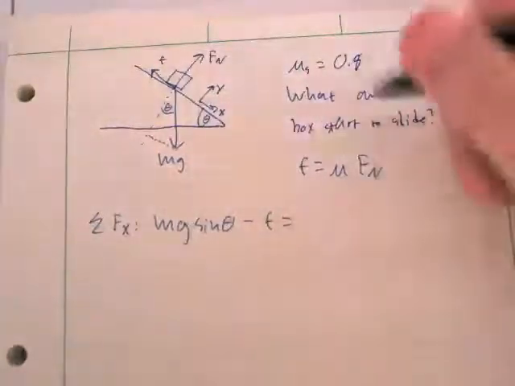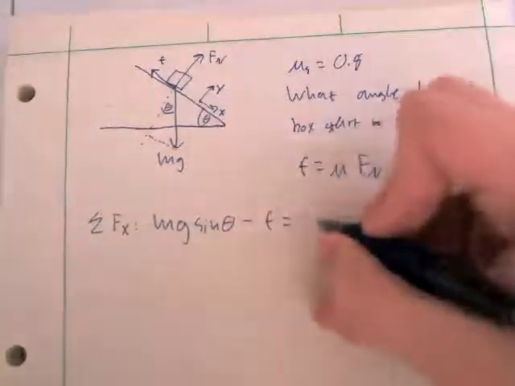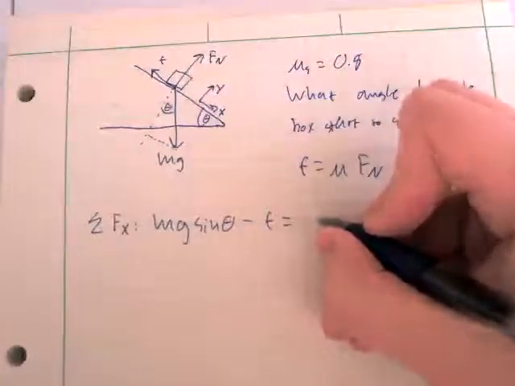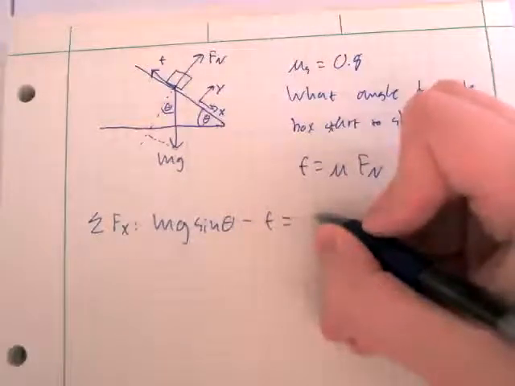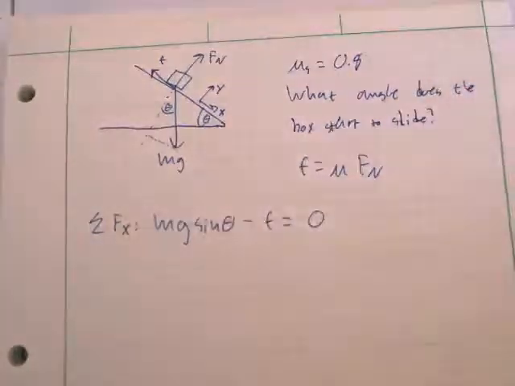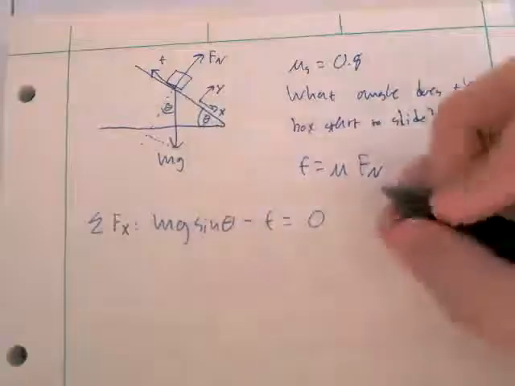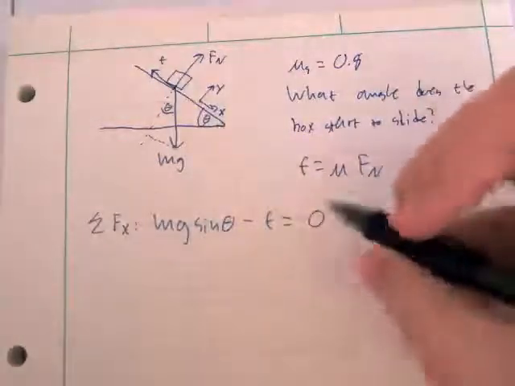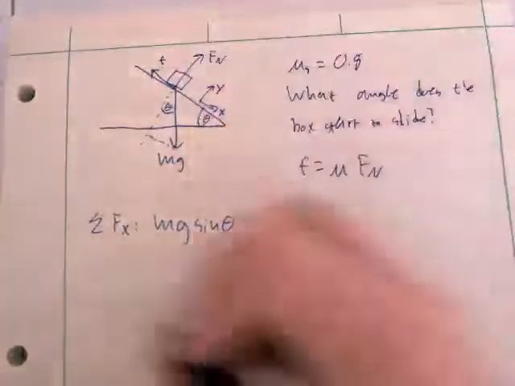Well, it's not actually moving. It's just about to be. We've just maxed out this force of static friction. So we have this, right? We're just perfectly balanced. So we have 0 forces. Our overall net force is still going to be 0.